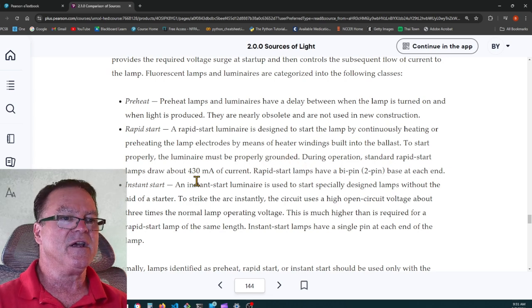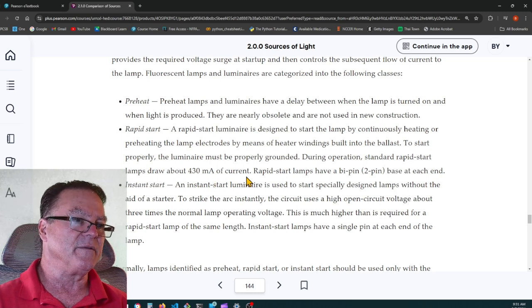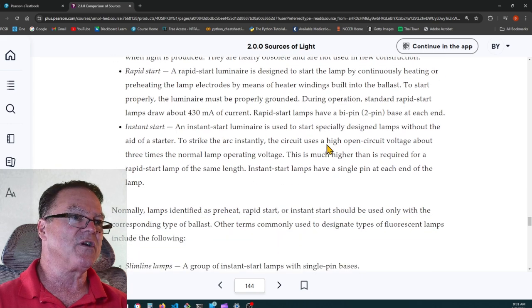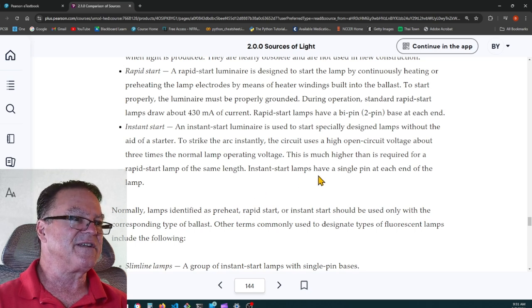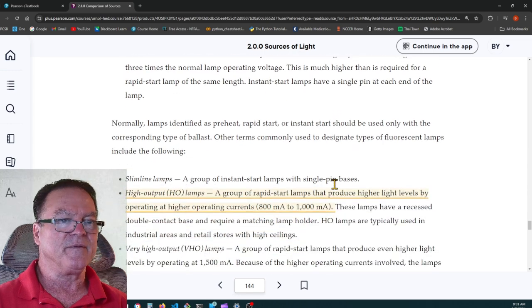Standard rapid start lamps draw about 430 milliamps of current. Rapid start lamps have a bi-pin, that's 2 pins at each end. Instant start. An instant start luminaire is used to start specially designed lamps without the aid of a starter. To strike the arc instantly, the circuit causes a high open circuit voltage, about 3 times the normal lamp operating voltage. This is much higher than is required for a rapid start lamp of the same length. Instant start lamps have a single pin at each end of the lamp.